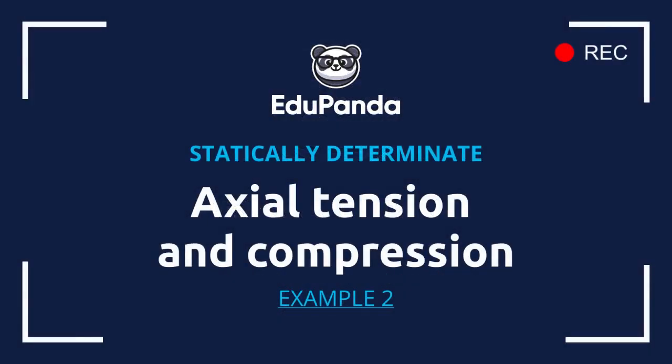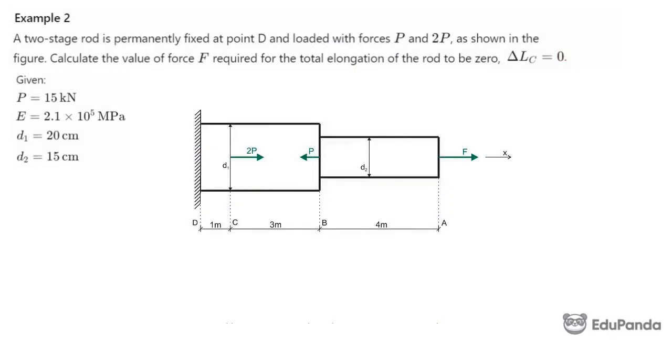Today's topic is axial tension and compression. We'll go through 3 statically determinate examples. This is the second of the 3 examples.